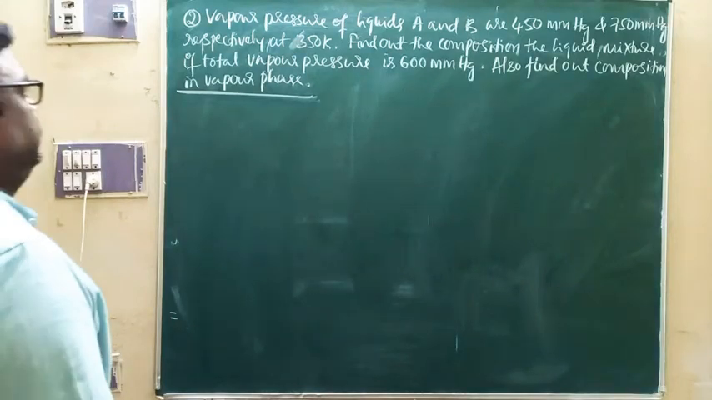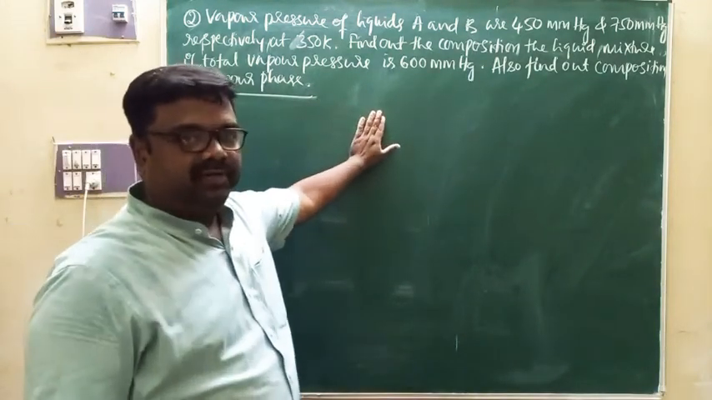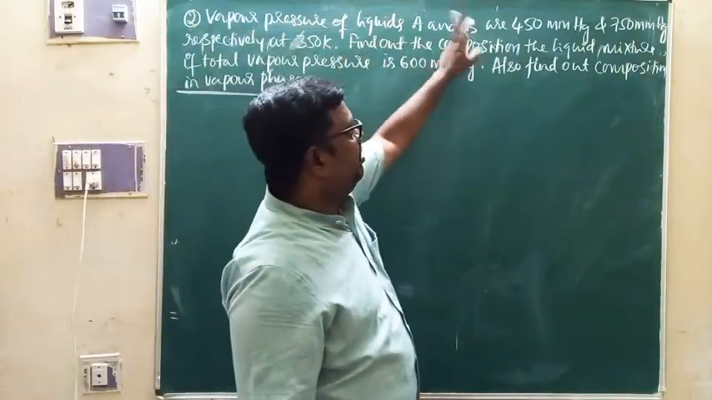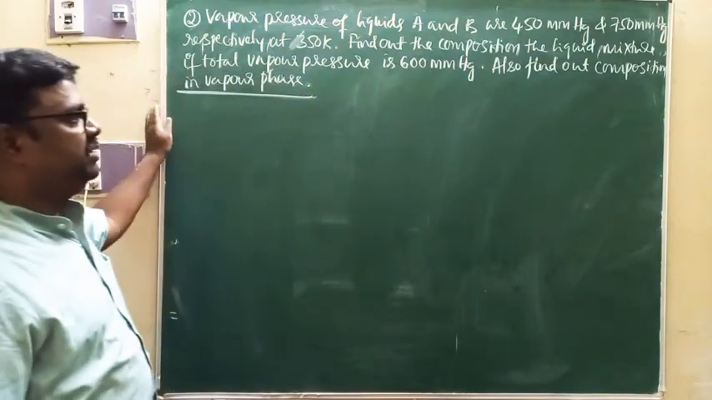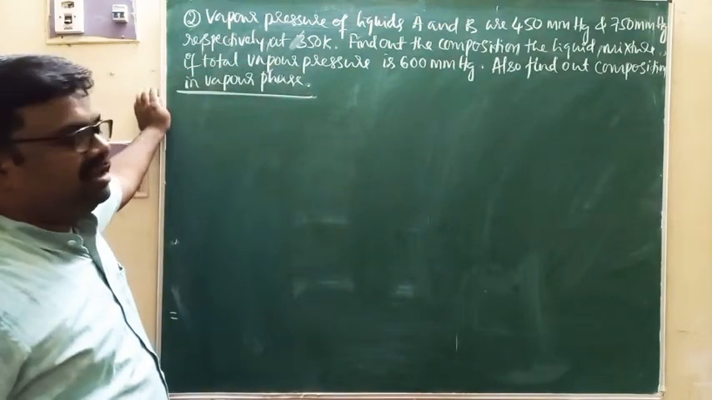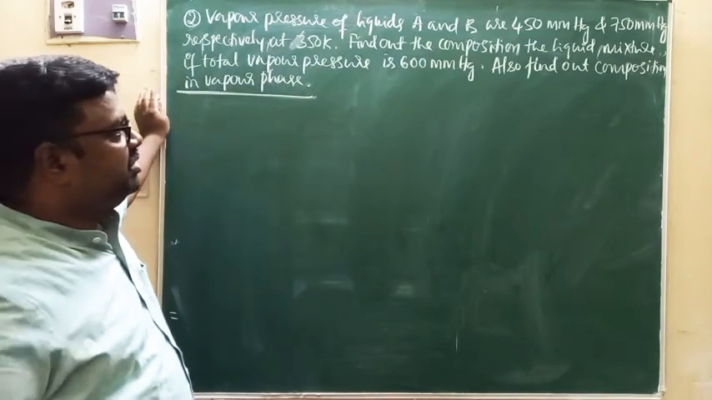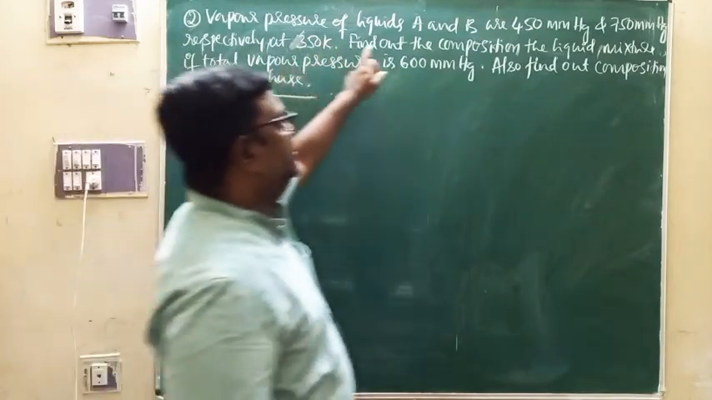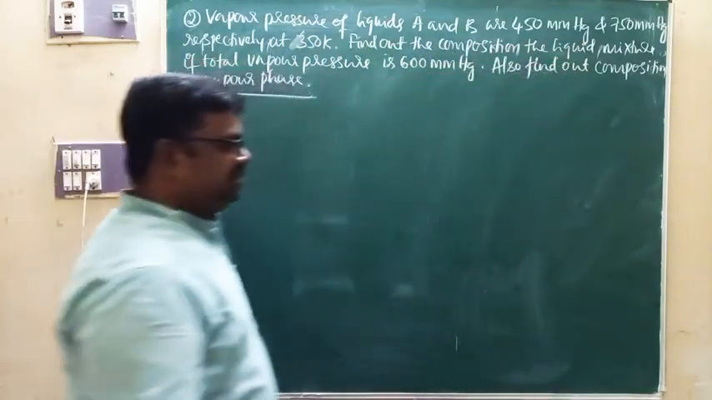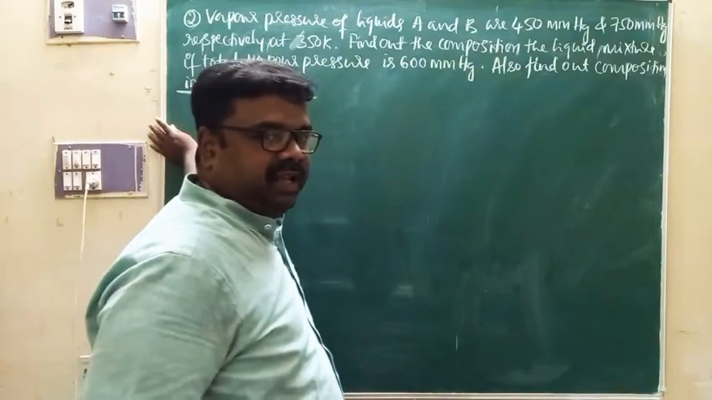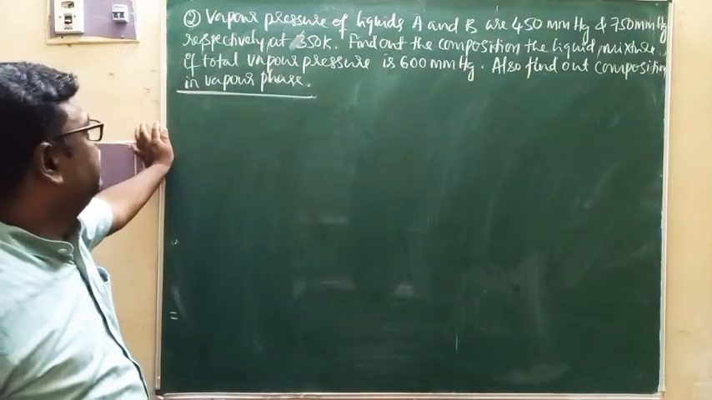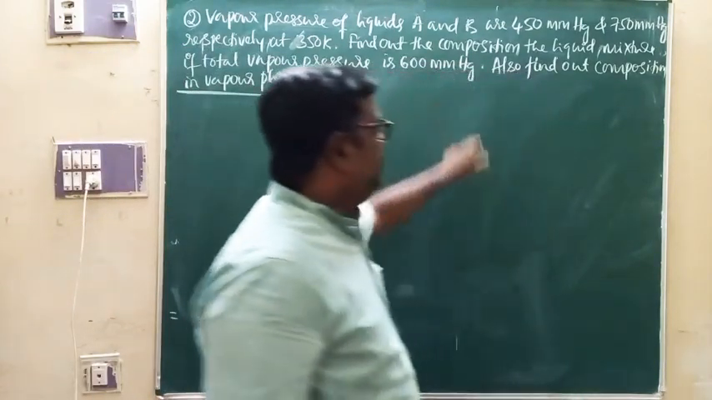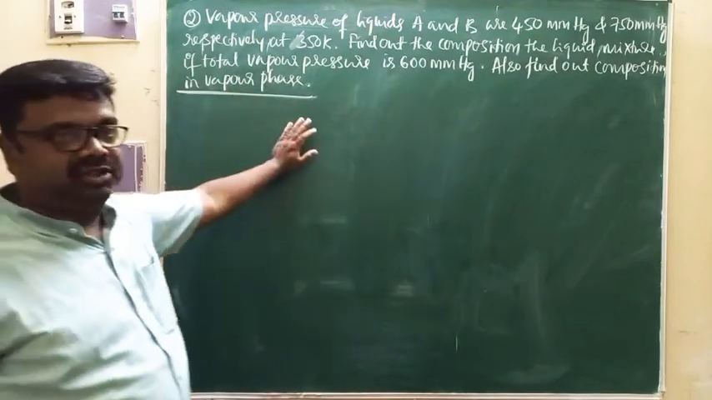Now look at the second problem under the vapor pressure of liquid in liquid type solutions based on Raoult's law. Vapor pressure of liquids A and B are 450 and 750 millimeters of mercury respectively at 350 kelvins. Find out the composition of the liquid mixture, that is, calculate XA and XB, the mole fractions of the components in solution, if the total vapor pressure of the solution is 600 millimeters of mercury. You will find out the composition in vapor phase also.